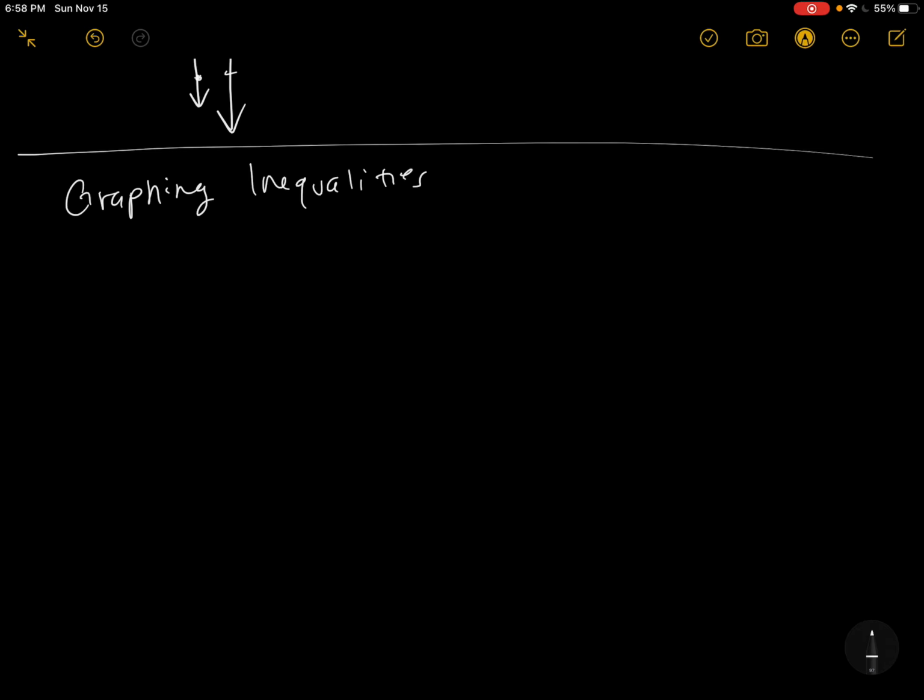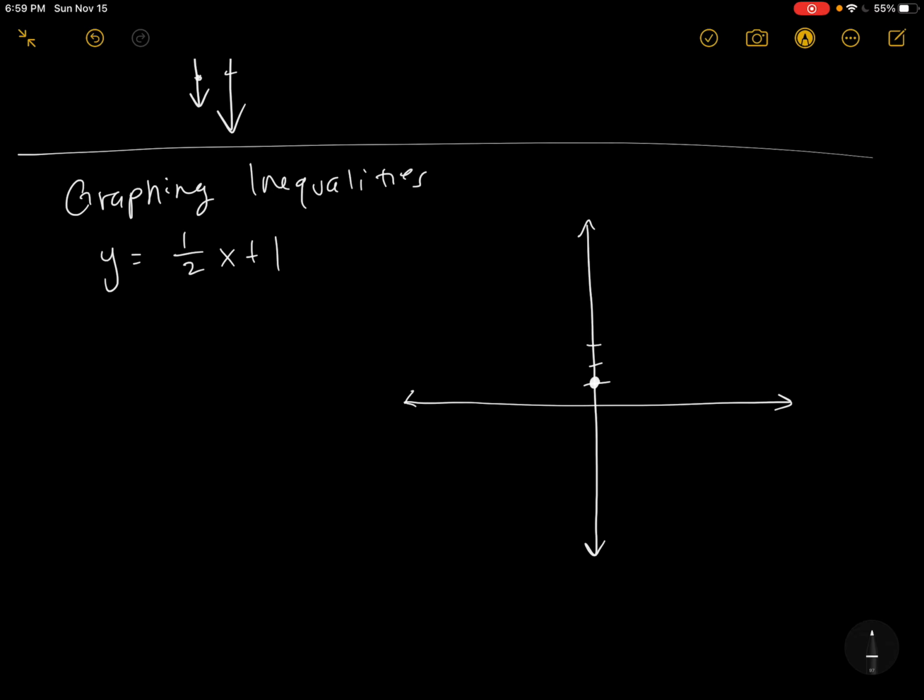Okay, so very last video is graphing inequalities. If you think of the line y equals 1/2 x plus 1, let's say we want to graph it. We know the y-intercept is 1, so we know the first point. And then I can find the next point using the slope, the rise over the run. So I go up 1 to the right 2, and then I can make a line right here.